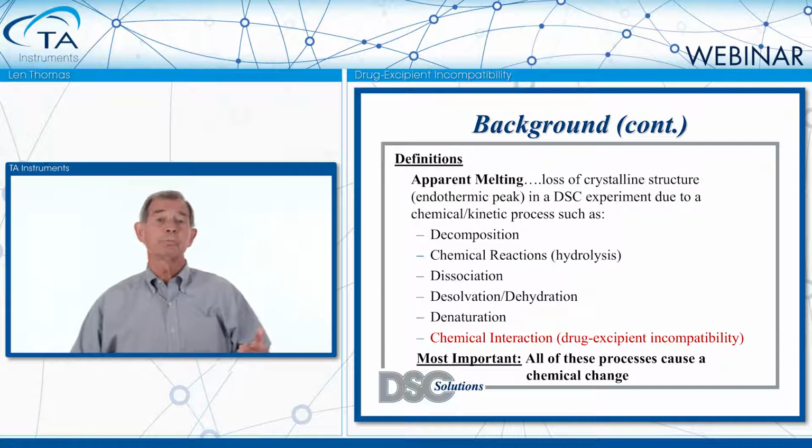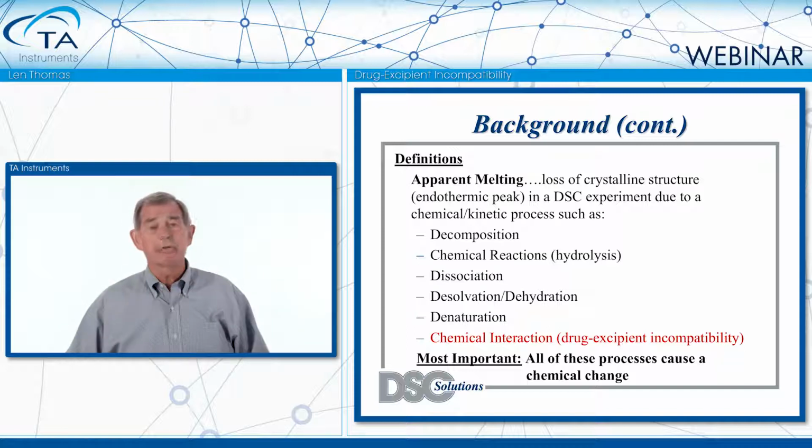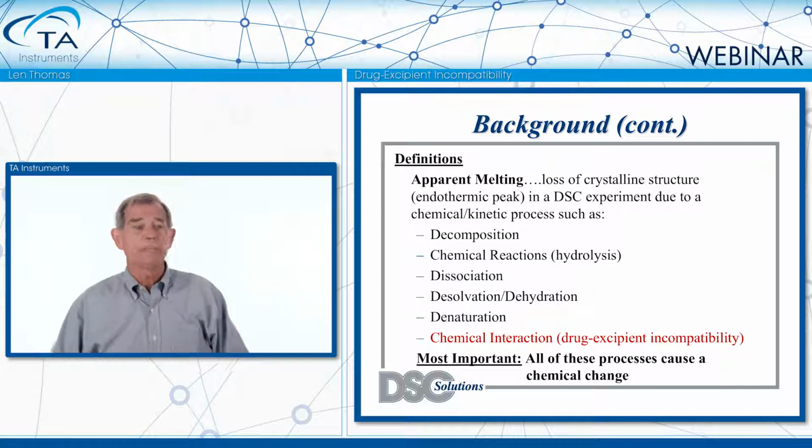And in webinar number 2, we provided numerous examples of processes. And they included decomposition, chemical reactions, dissociation of salts, desolvation of hydrates, denaturation of biological materials, proteins. And today we're going to talk about another component to that list of chemical reactions, and that's the drug-excipient incompatibility, where we have a chemical reaction.